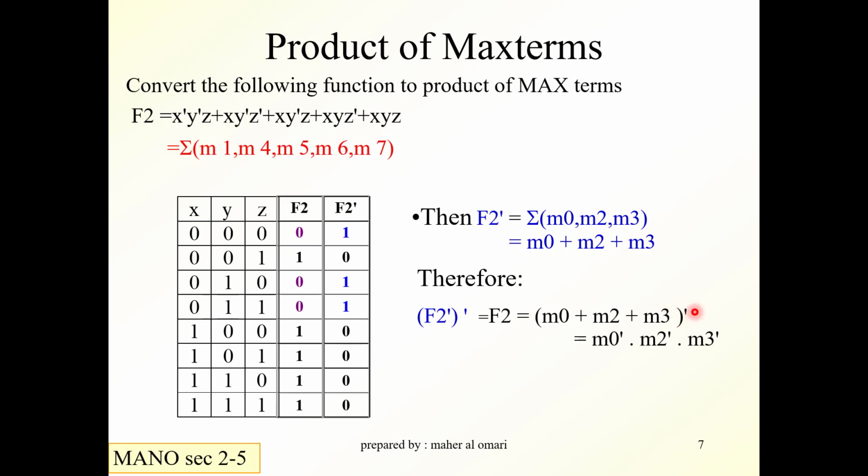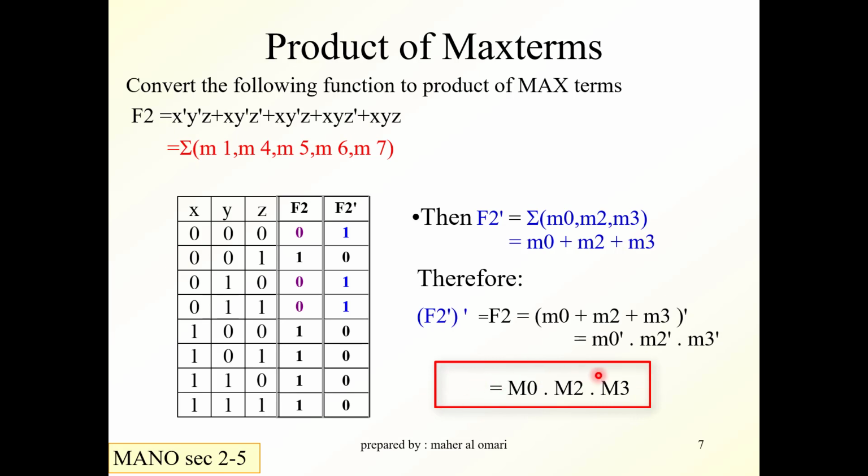Apply De Morgan's theorem here. So this is m0 complement ANDed with m2 complement ANDed with m3 complement. And we know that the complement of the minterm is the max term. So this is equal to M0, M2, M3 in capitals. So we converted this from the sum of minterms into the product of max terms. These are the same functions.